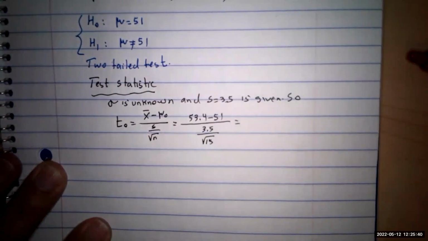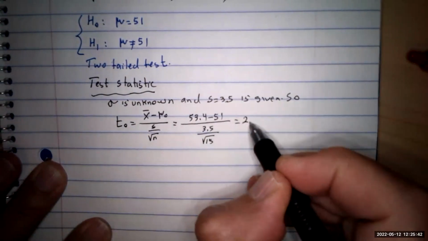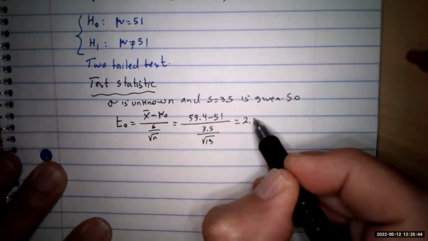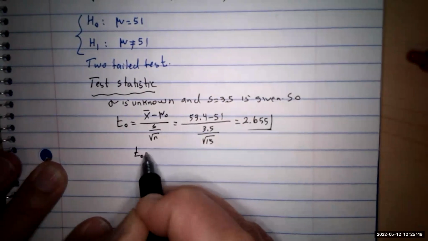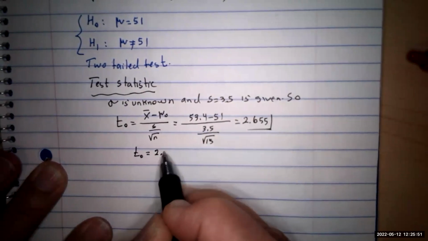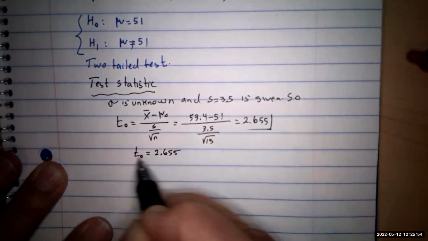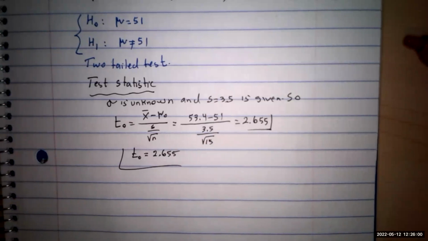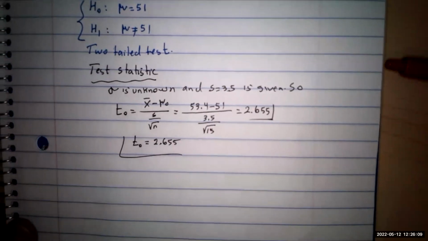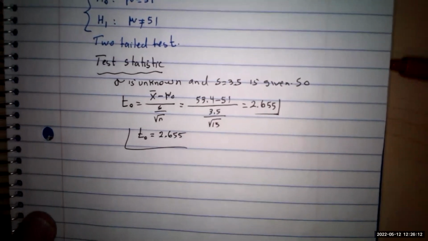You check this one with your calculator. I have 2.655. That's going to be your T naught, which is 2.655. It's going to be the same approach for the other problem. So that's going to be the T naught.